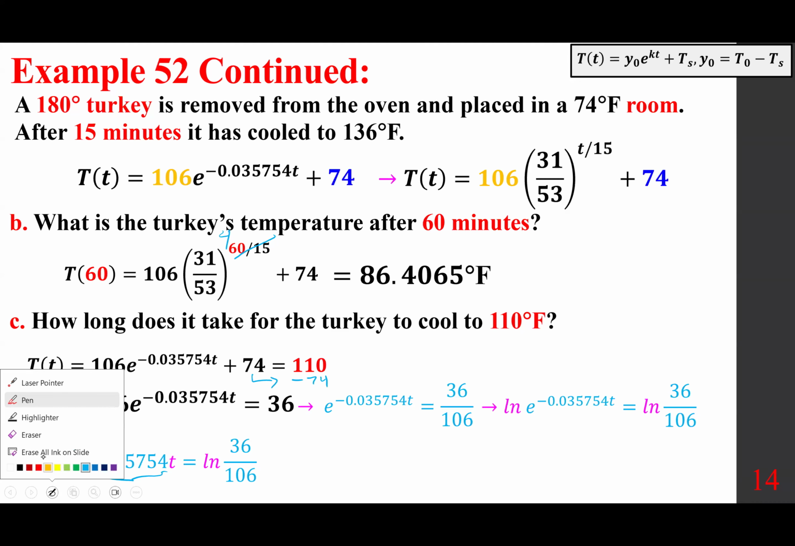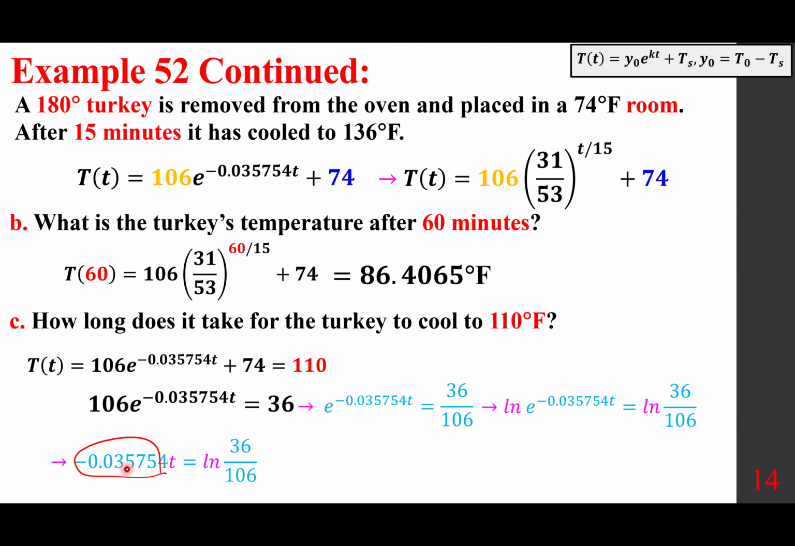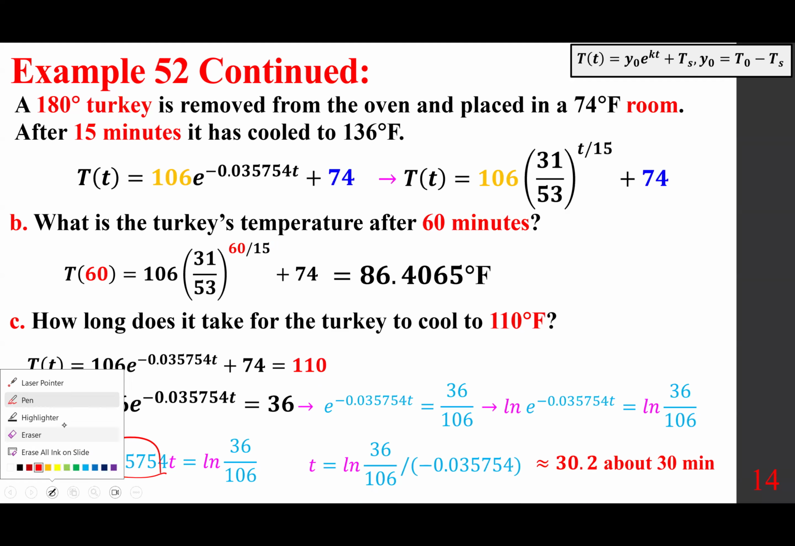Let me just actually erase my work. Just divide by negative 0.035754. And that gives you roughly 30.2, about 30 minutes. But as far as the number of decimals, you always want to go with many decimals. You want to follow what they ask you. Okay.